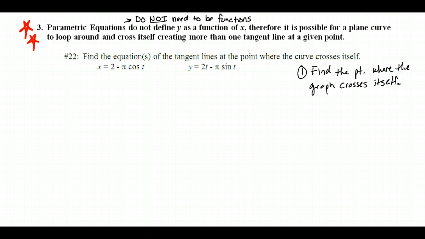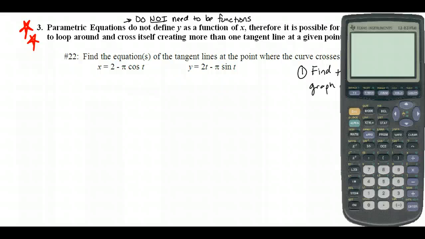Well, the easiest way to do this is obviously to graph it. So take out your graphing calculators and let's look at that. I'm still in parametric mode, which obviously you have to be in. Your x equation is 2 minus pi cosine t. Your y equation is 2t minus pi sine t.